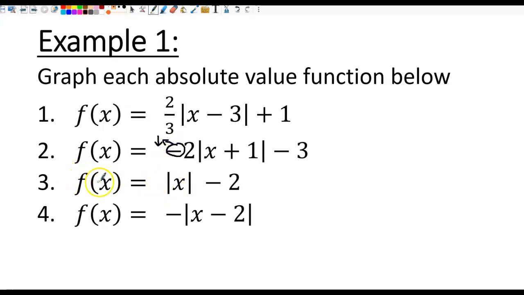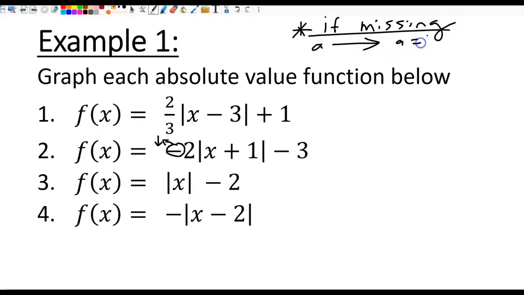Now on number 3, though, we're missing numbers. So what about when you're missing numbers? I'll write you a little note here at the top. If missing the following things: if you're missing the A value, that means it equals 1. If you're missing the H or the K, that means they equal 0. Okay?